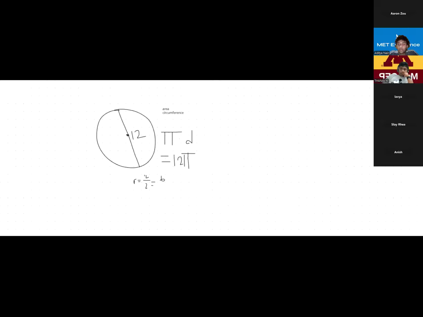So our area is equal to 6 squared times pi, which is equal to 36 pi. Perfect. All right. So everyone understand that?